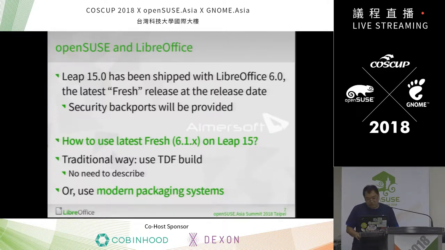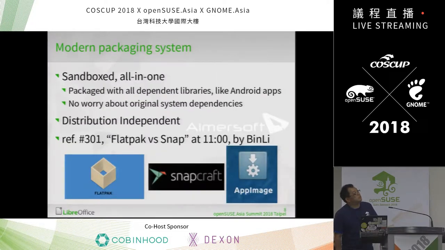we can use a modern packaging system. So what is a modern packaging system? A modern packaging system is basically a sandboxed all-in-one packaging system, packaged with all dependent libraries. This is similar to Android apps or something. Most smartphone applications include their related dependencies, so we don't need to worry about the original system dependencies and newer libraries or something. So this modern packaging system solves these kinds of things with sandbox technology, and this packaging system is distribution independent. I mean, we can use the same thing in openSUSE or Ubuntu or Fedora or something.